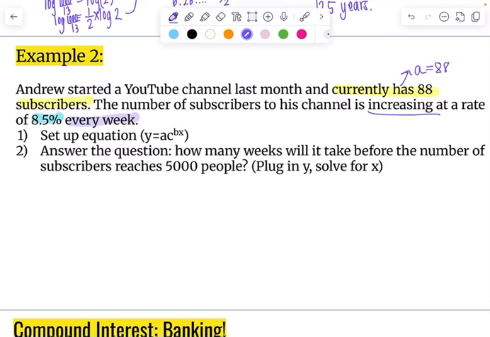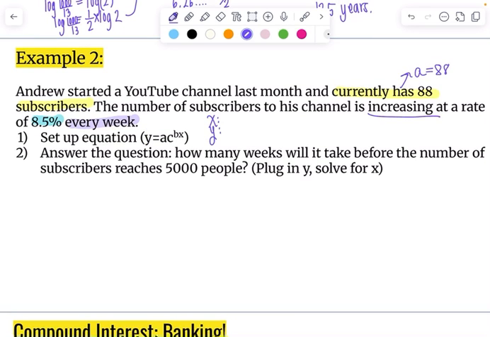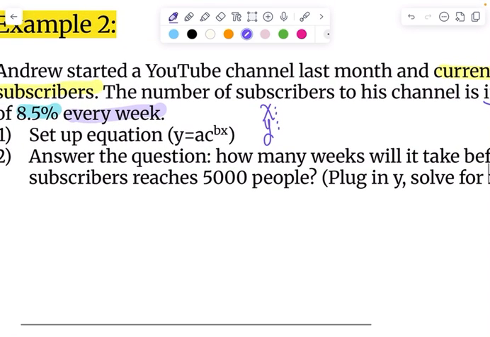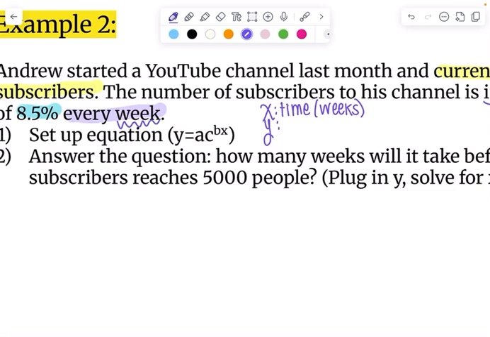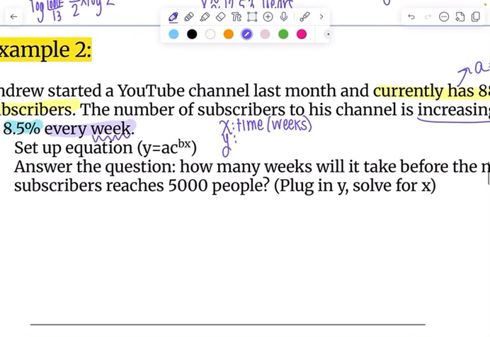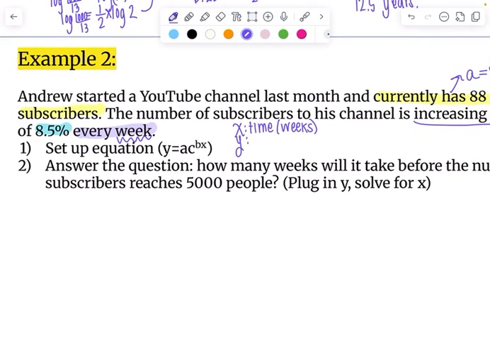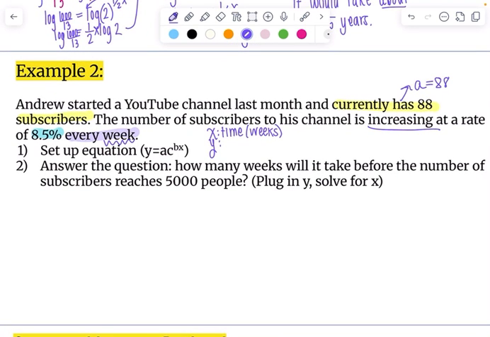Now set up the equation. So first, x and y. So our x variable, and it says to set it up as y, so I'll leave it as y. So our x variable would be the number of weeks, time in weeks. I'm choosing weeks simply because they seem to be using that unit as well in the question, and it's easier to find the b value that way. As for the y value, it seems to be looking at how many subscribers he has, so number of subscribers.